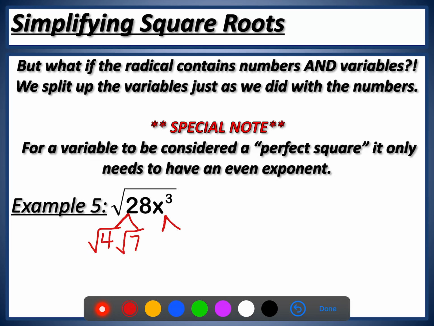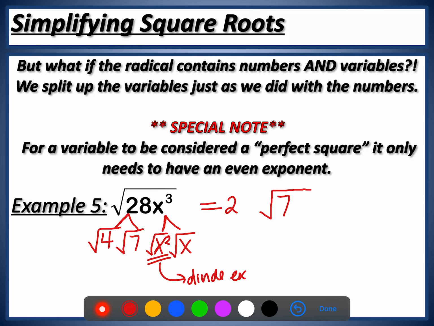Then we see that x to the third is an odd exponent, so we need an even exponent. We're going to use x squared, which means there's then 1x left over, because it should total 3. 2 plus 1 is 3. We add the exponents. So we can take the square root of 4 out as a 2. The 7 will remain behind. And then this x squared, we're just going to divide the exponent by 2.